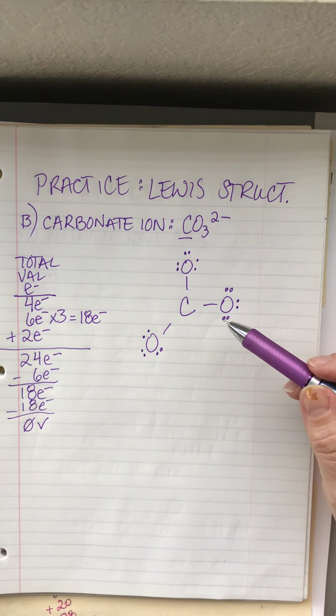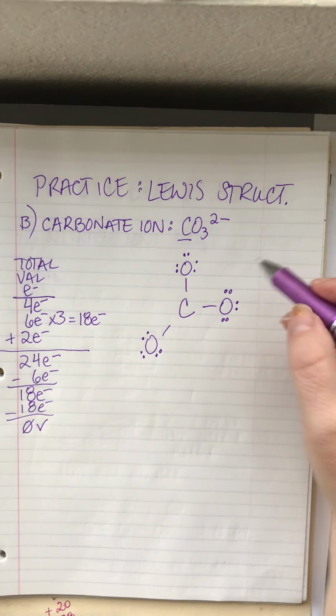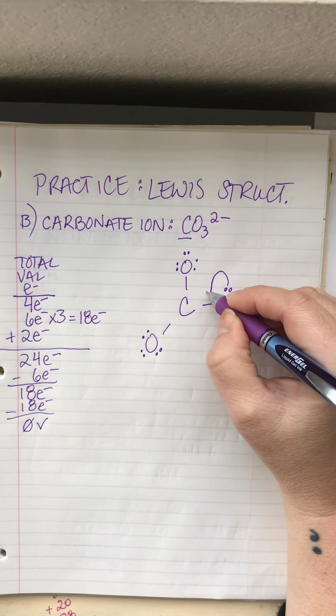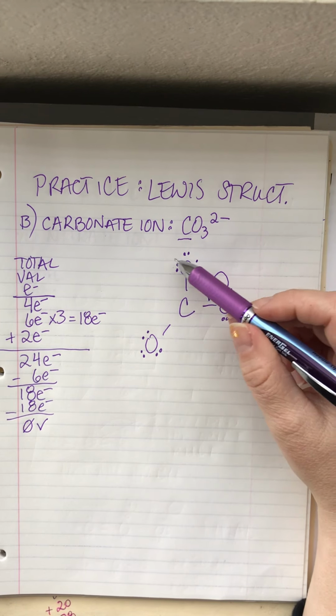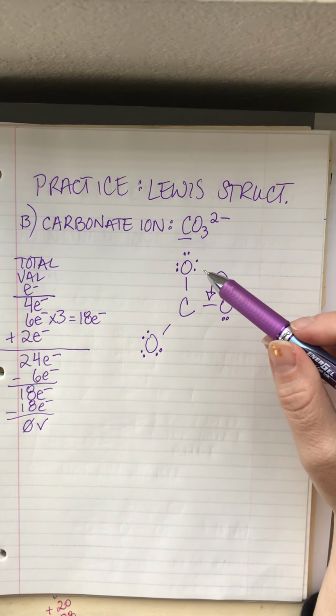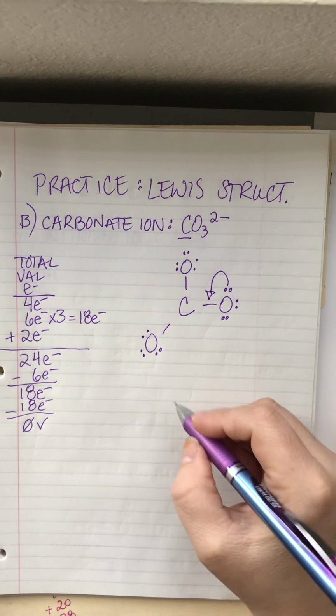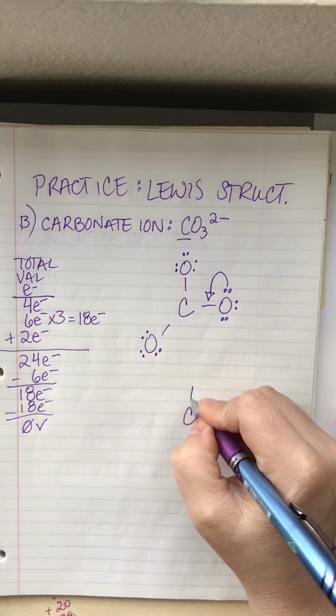So we're thinking we're going to need to share a pair. I'm going to share this pair with carbon. It could have been any of the pairs of electrons, it doesn't matter. And I'm going to rewrite the structure.